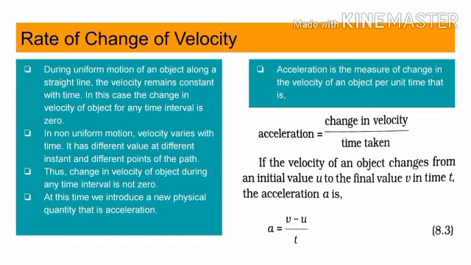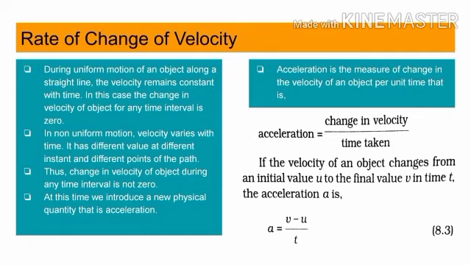Rate of change of velocity. During uniform motion of an object along a straight line, the velocity remains constant with time. In this case, the change in the velocity of an object for any time interval is 0. In non-uniform motion, velocity varies with time. It has different values at different instants and different points of the path. Thus, the change in velocity of an object during any time interval is not 0. At this point, we introduce a new physical quantity, that is acceleration. Acceleration is the measure of the change in the velocity of an object per unit time. That is, acceleration is equal to change in velocity upon time taken.